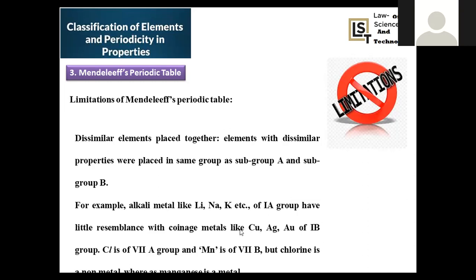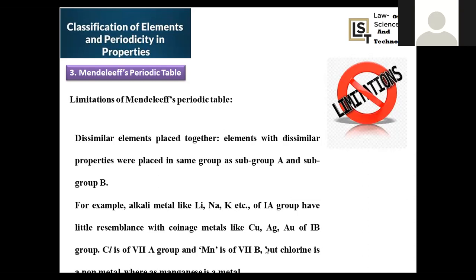So these groups are placed together. Lithium, sodium, potassium are regarded as IA. Copper, silver are considered as IB. When kept as subgroups there is a similarity, but when you actually consider them, there is no resemblance in any kind of properties between them, because lithium, sodium, potassium are soft metals.